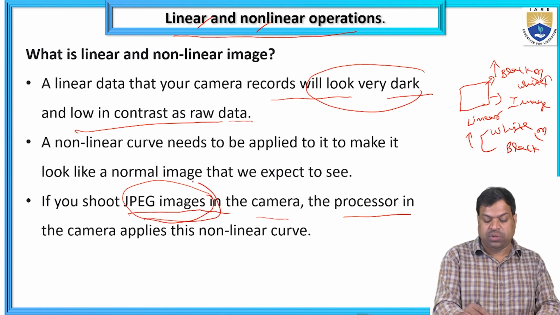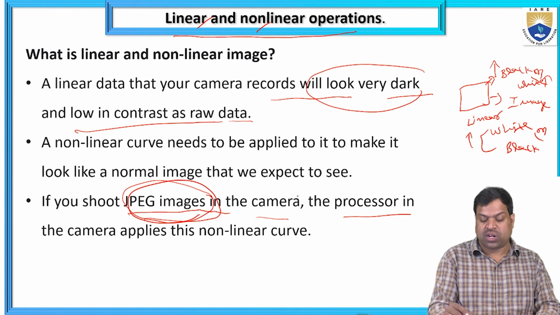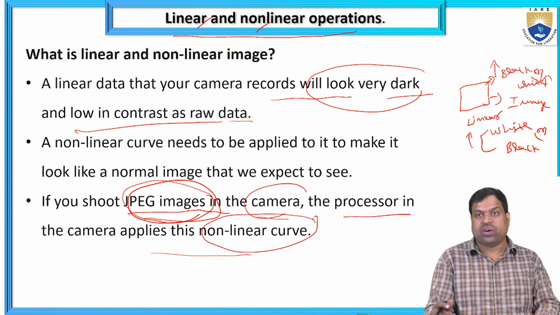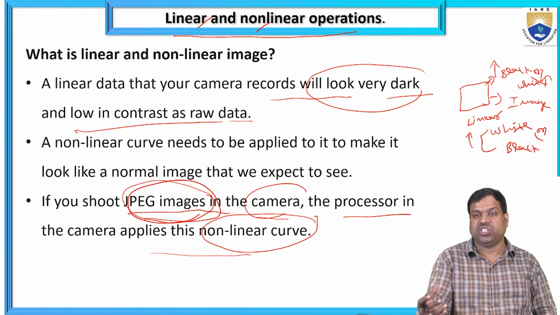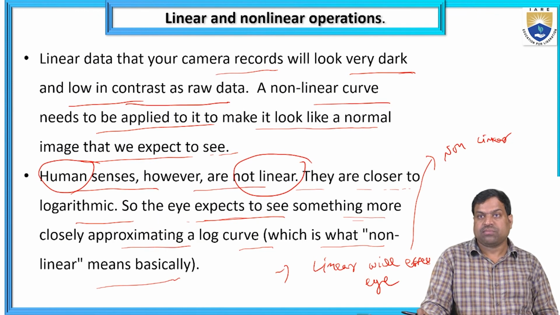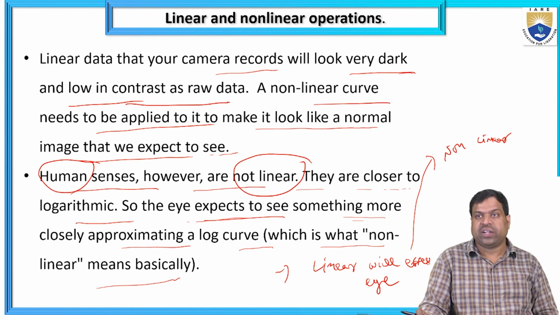Suppose I am taking the JPEG image. Okay, it is in the camera. The processor in the camera applies the non-linear curve. Why? Because the variations, the noise, the brightness or contrast may be changed from the original image. That is a non-linear image. So what is linear and non-linear? Suppose the camera records the linear data. It is very dark and low contrast, but the non-linear curve may be applied to make it look like a normal image.